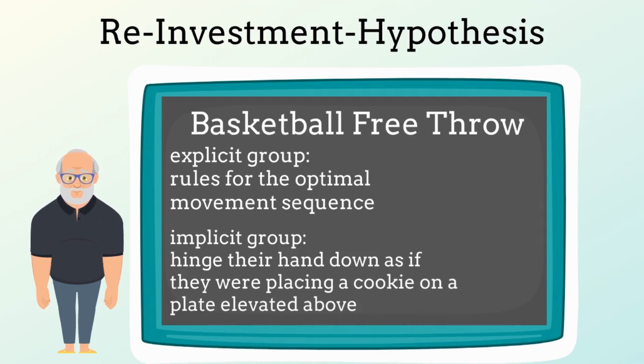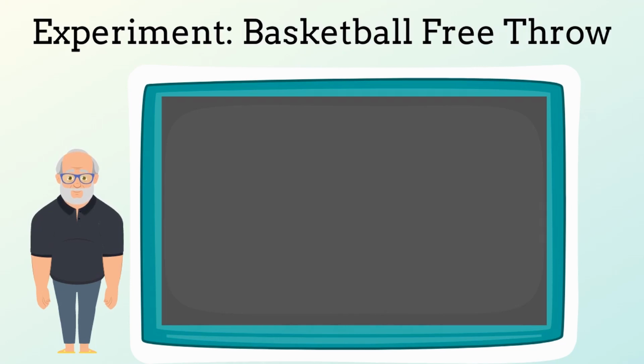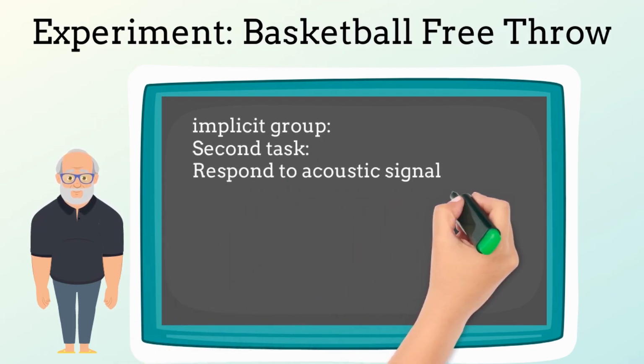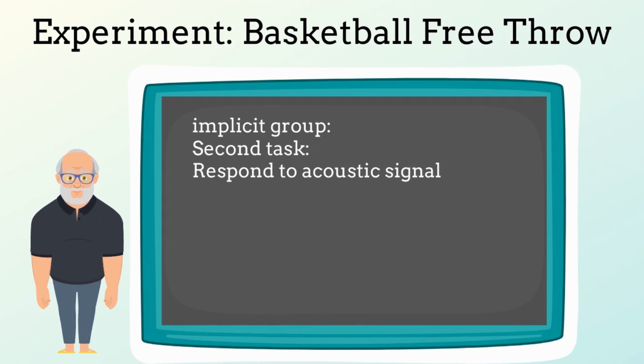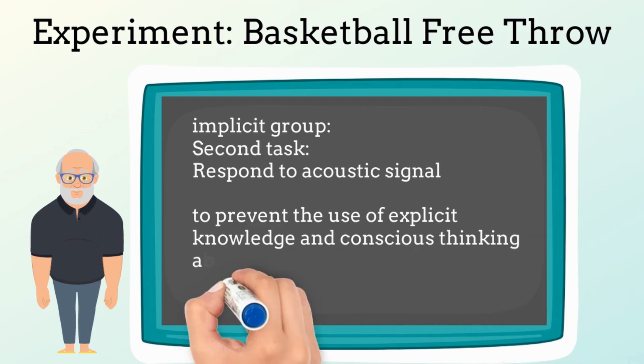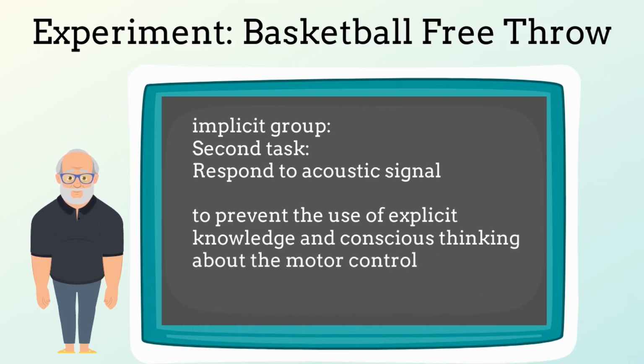In addition, the implicitly learning student group was also given a dual task in which they had to regularly respond to an acoustic signal. This task was intended to prevent the use of explicit knowledge and conscious thinking about the movement control. As a result, the implicitly learning group achieved better throwing results.